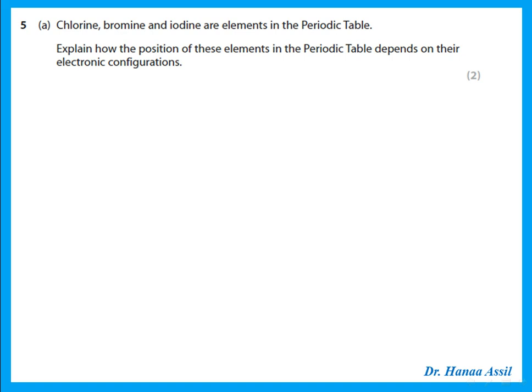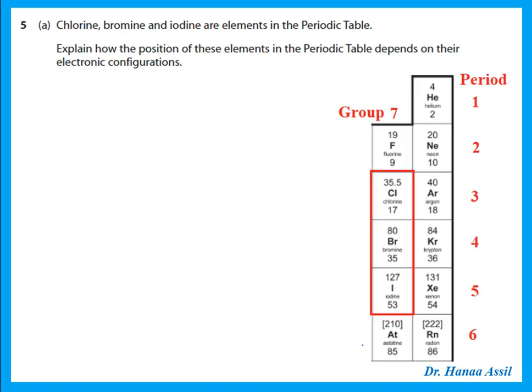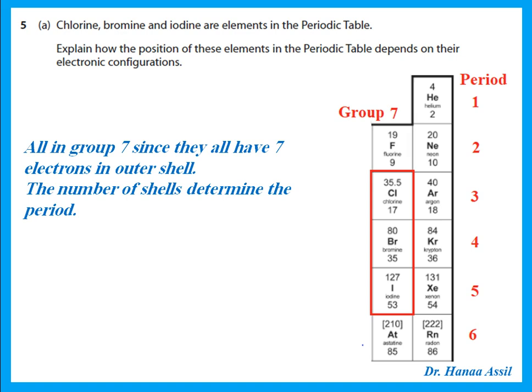Chlorine, bromine, and iodine are elements in the periodic table. Explain how the position of these elements in the periodic table depends on their electronic configuration. So when you look at the periodic table, you know that chlorine, bromine, iodine are in group 7. Chlorine is period 3, bromine is period 4, iodine is period 5. Now, he's saying how does the position of each of these elements depend on their electronic configuration.